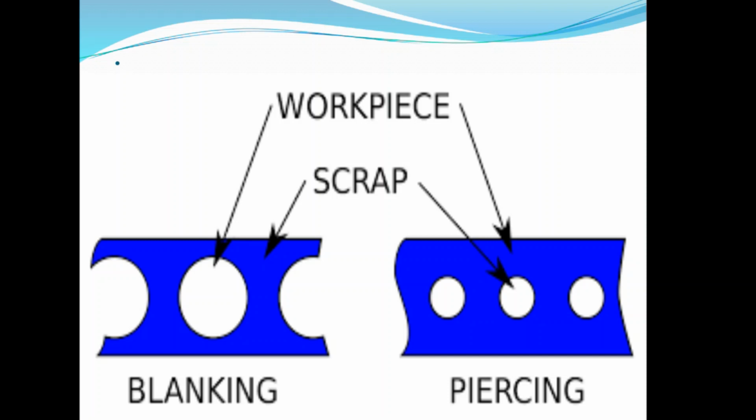Here we can see this hole is what we get as the workpiece, and the remaining scrap is this, when it occurs in blanking. If it is piercing, the hole is scrap, and the workpiece is what remains. That is the only difference between blanking and piercing, but both are cutting operations.